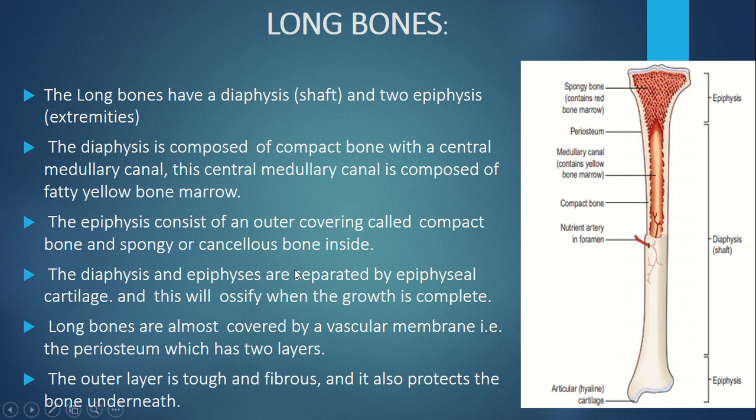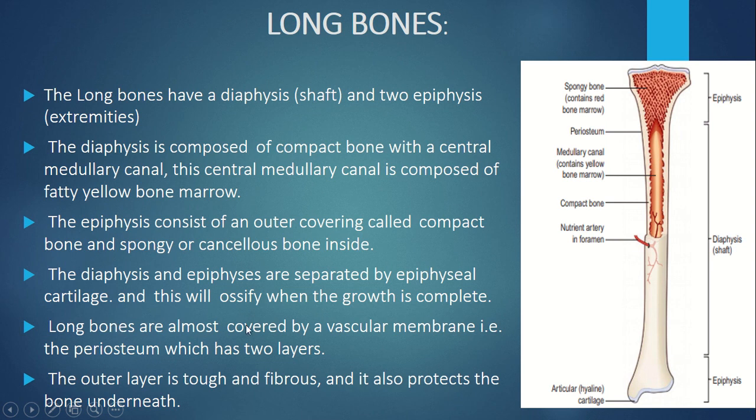The diaphysis and epiphysis are separated by epiphyseal cartilage, and this will ossify when the growth is complete. So between this epiphysis and the diaphysis there will be an epiphyseal cartilage, and this will stop its growth when the growth is complete. When a person has attained their full growth, this epiphyseal cartilage will stop growing and will ossify.